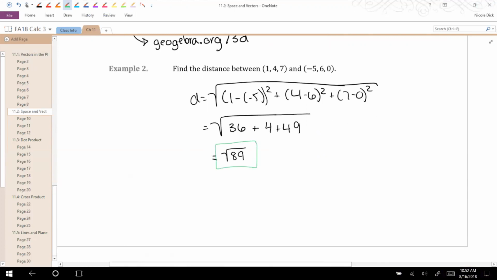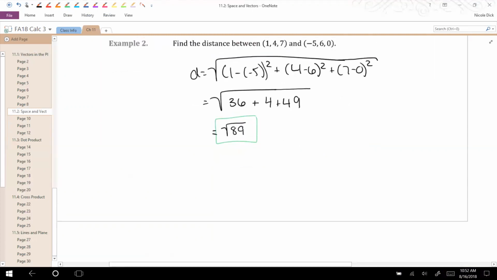So if you think about just this, you're pausing for a minute, these points could be the start and stop point for a vector, right? So we can say maybe the vector starts at 1, 4, 7, and ends at -5, 6, 0, which means this would be the magnitude of the vector. So we're going to see a lot of the same type of things in 3 dimensions that we saw in 2 dimensions. Okay, we're still going to look at vectors, still going to look at lengths, all that stuff still stays the same.